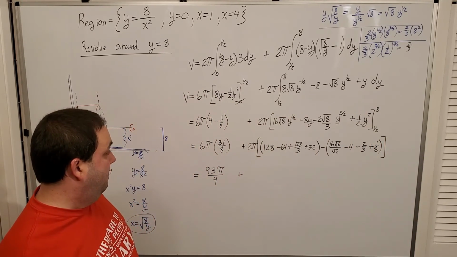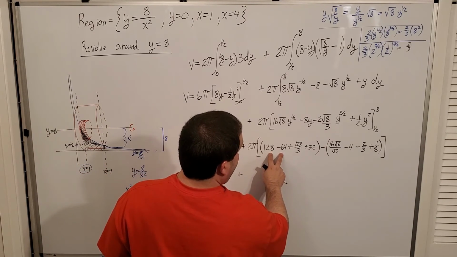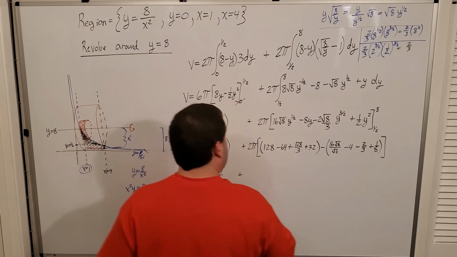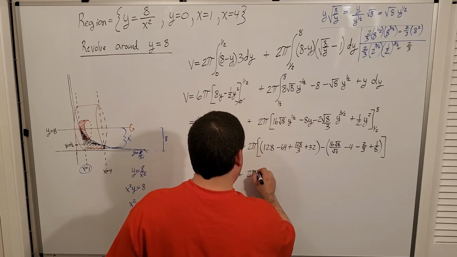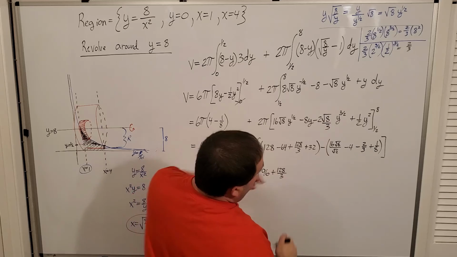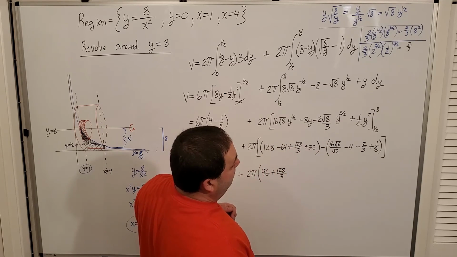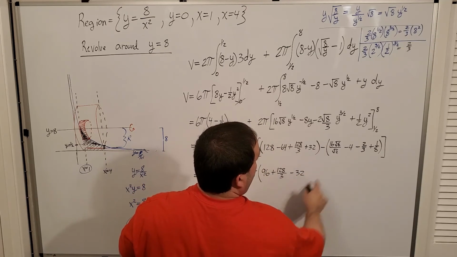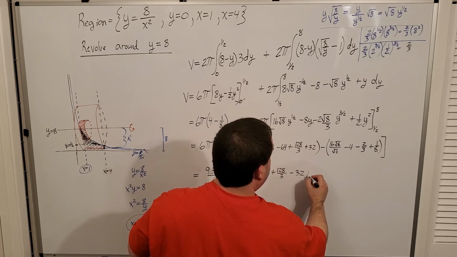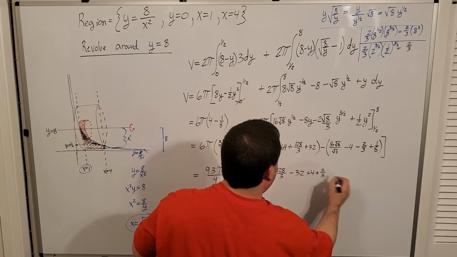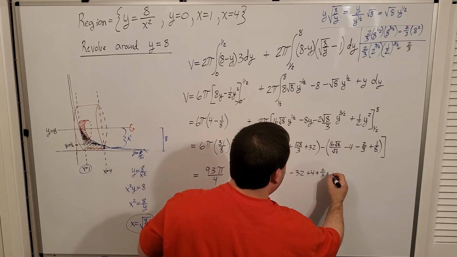All right. So I've got 64 plus 32 is 96. So I've got 2 pi times 96 plus 128 over 3 minus, now bear with me, square root of 8 over square root of 2 is a square root of 4, which is 2 times 16, so minus 32. Minus 4, so plus 4. Minus, so plus 2/3. Of course, minus the 1/8.